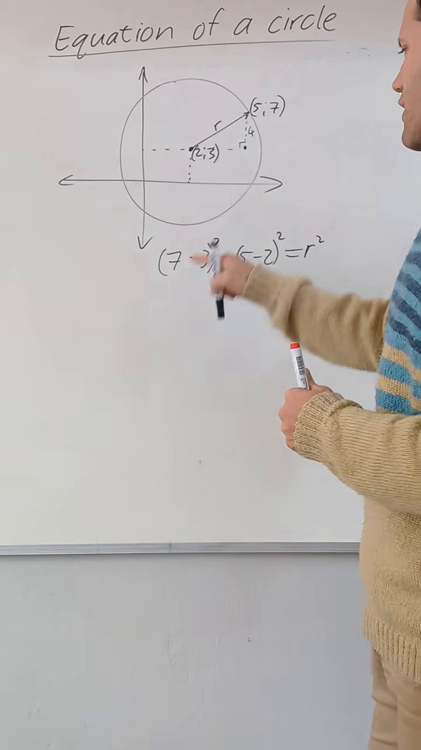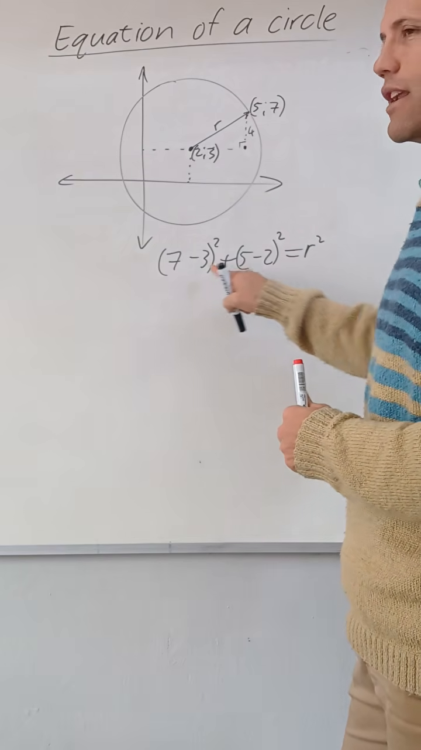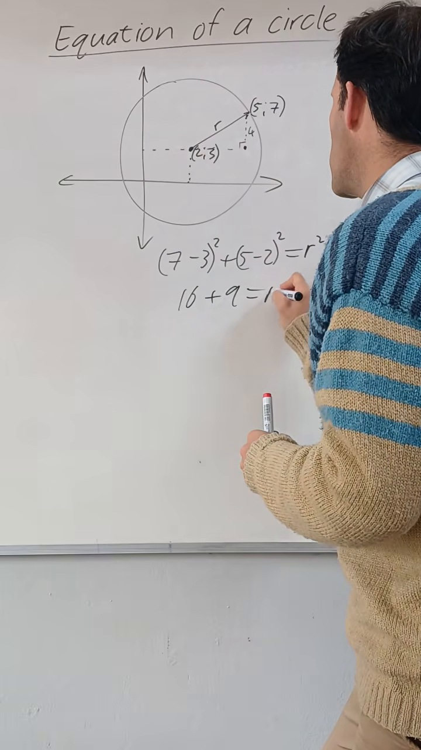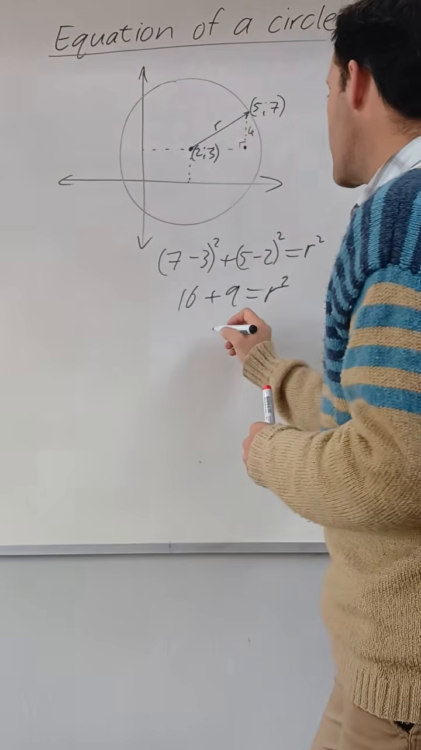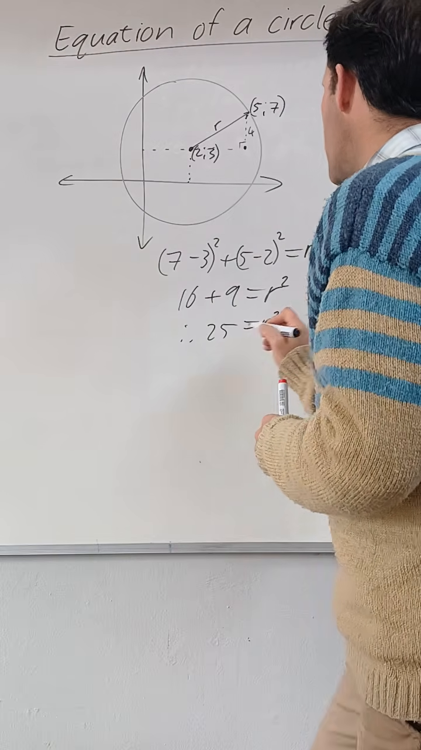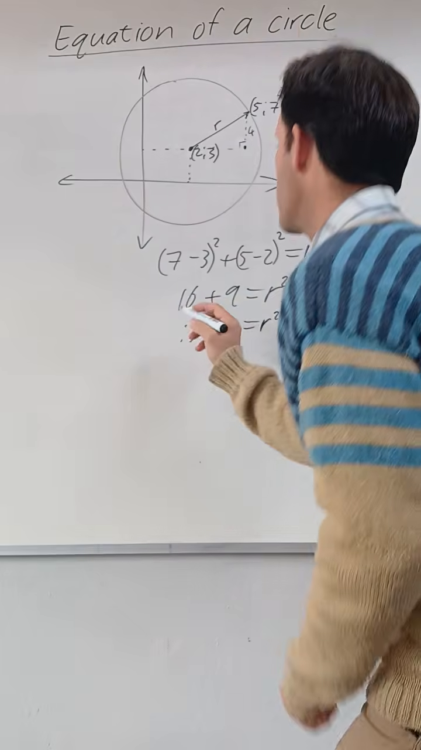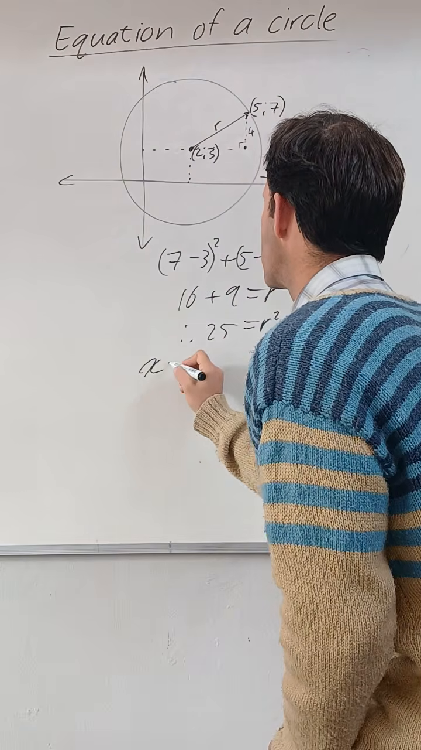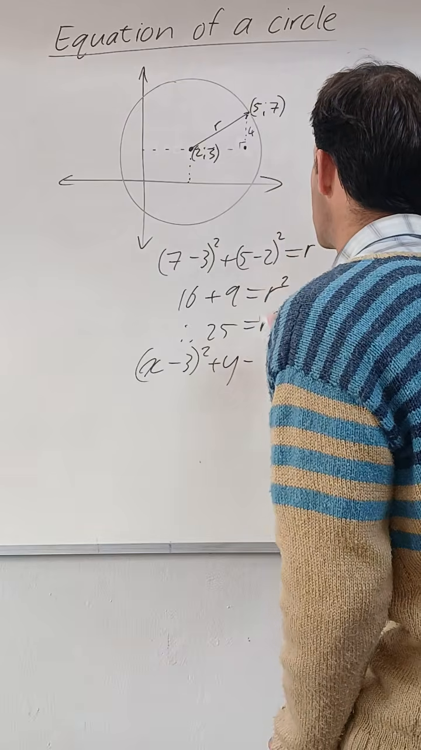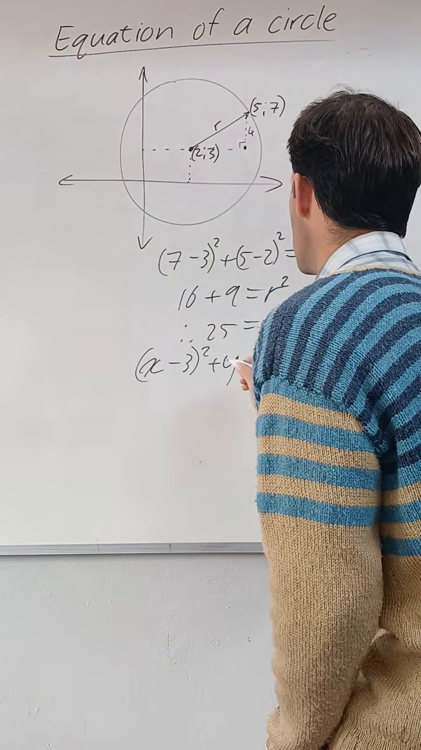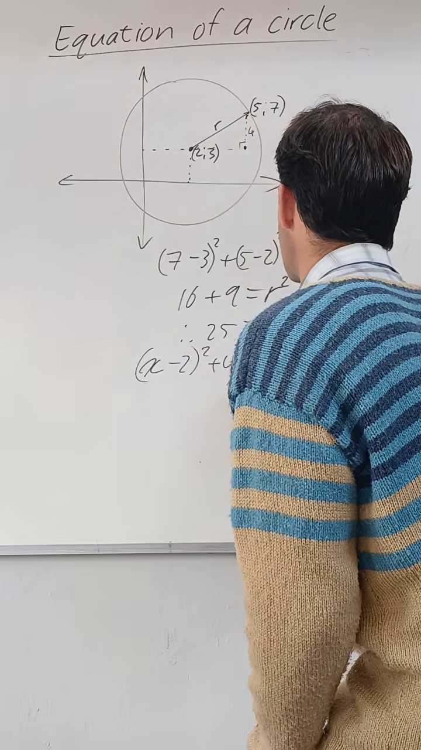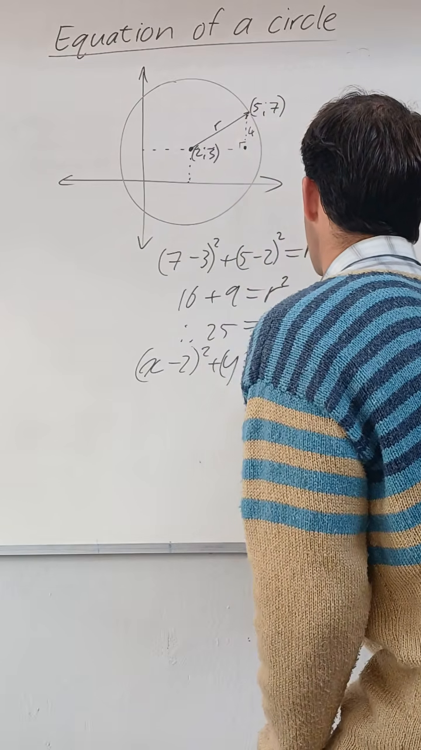So by just looking at this, it's 4 squared plus 3 squared, which is 16 plus 9, equal to r squared, which means it's 25. So therefore we can say 25 is equal to r squared. So now I can say my equation is x minus 3 squared plus y minus the y value there, 2. Sorry, it's going to be 2 there, sorry. X minus 2 squared plus y minus 3 squared equal to 25.